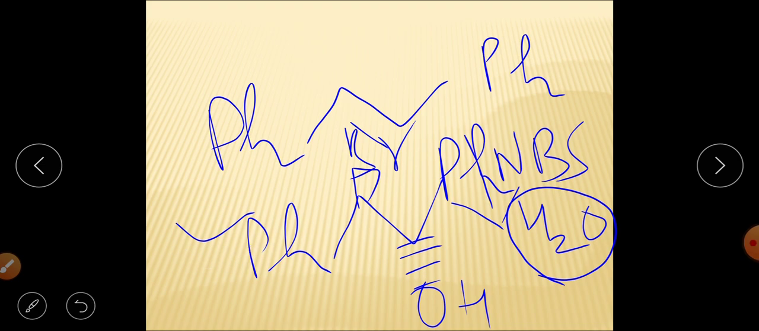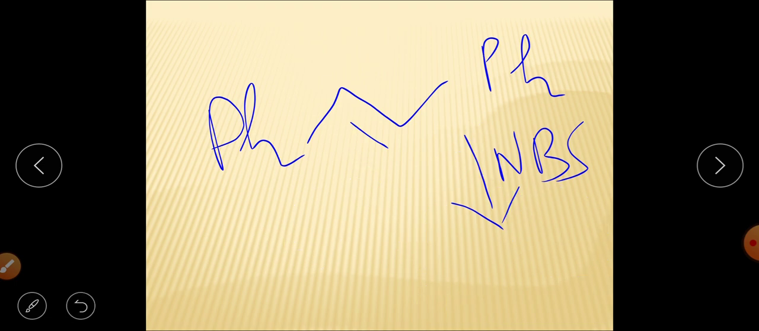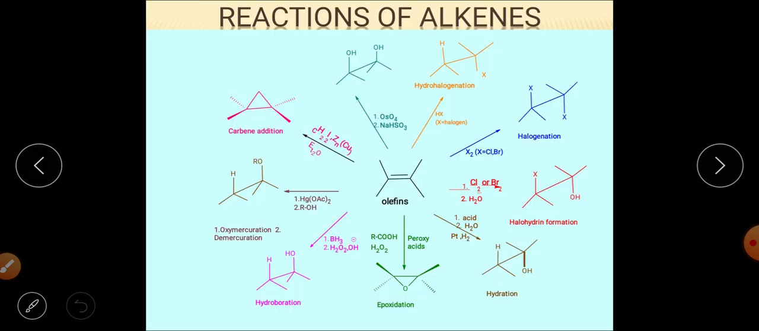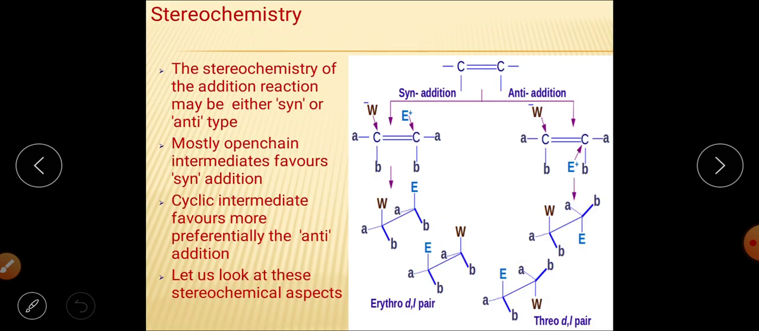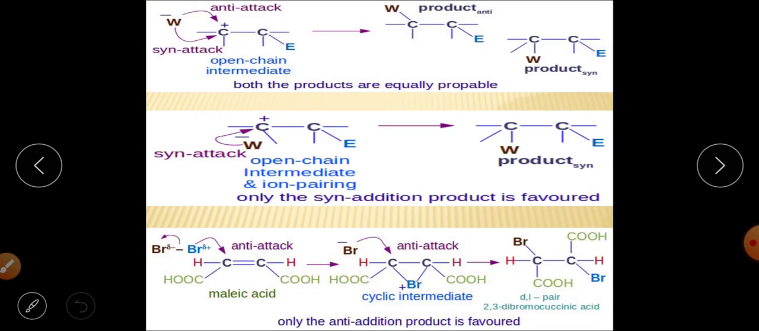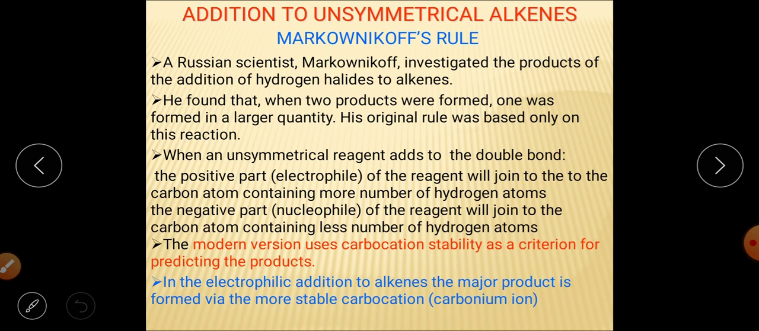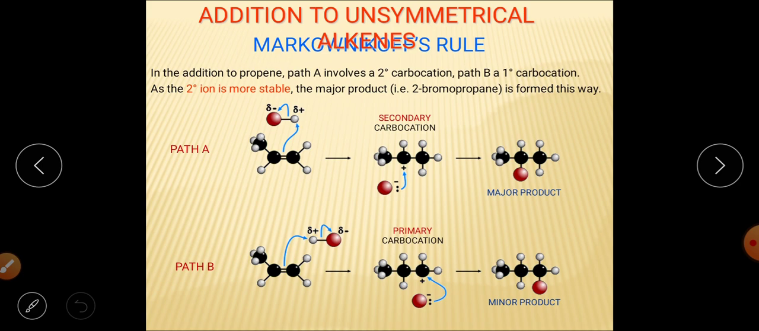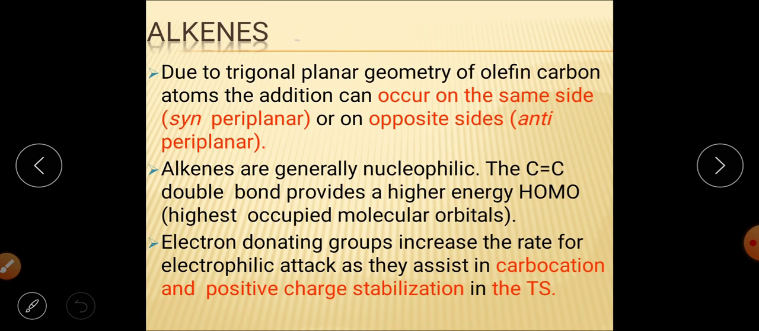If I am summarizing this, today you have discussed the addition reaction, the mechanism of addition reaction, and the classification based on the substrate and based on the reagent. You have studied the general mechanism of electrophilic addition reaction and the general stereochemistry of the addition reaction. You have studied the Markovnikov rule, that is, the reaction proceeds through the more stable carbocation, and that will form the major product, while the less stable carbocation forms the minor product.